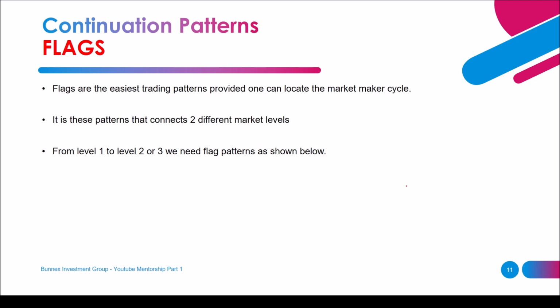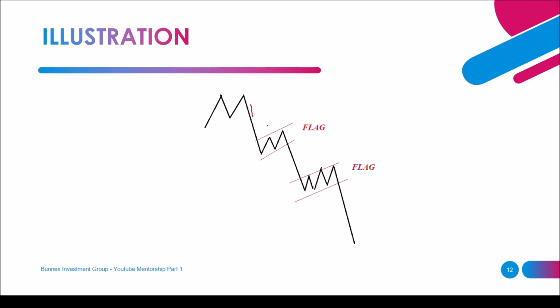Then another continuation pattern are flags. Flags are the easiest trading patterns provided one can locate the market maker cycle. So it is these patterns that connect 2 different market maker levels. And from level 1 to level 2 or level 3, we need flag patterns as shown below. So we are saying we had 1, 2, and 3. And in between those 3 levels, there are the flag patterns, right?